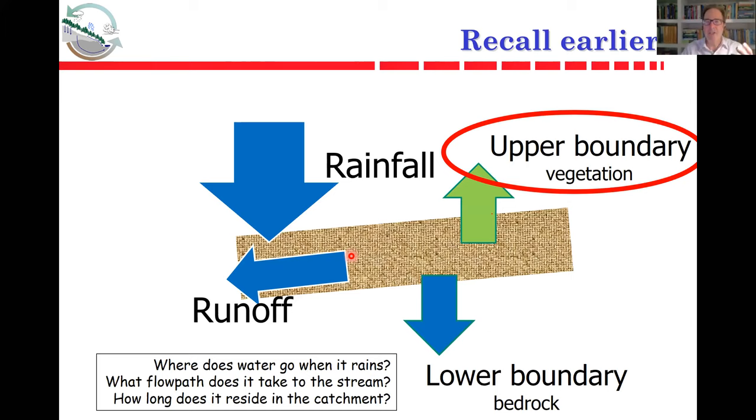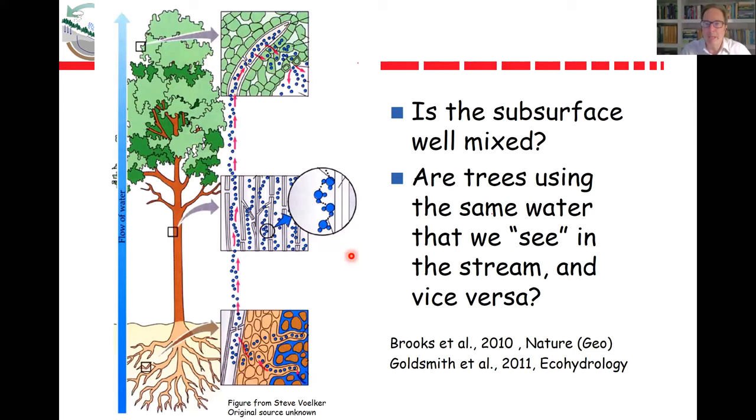And the question is, where do trees get their water? And is that subsurface well mixed? Are they using the same water that we might see in the stream or in soil or groundwater? We're going to explore those questions by sampling the tree, just like we sample the stream. Now, of course, we can't dip a water bottle into the tree, but you can drill a little hole to sample the xylem water. This is the moving water through the living tissue of the plant.